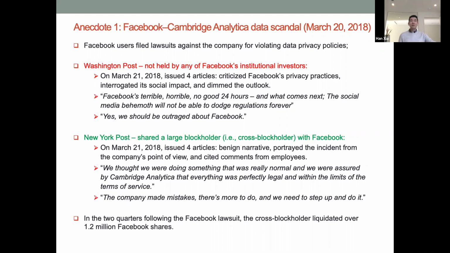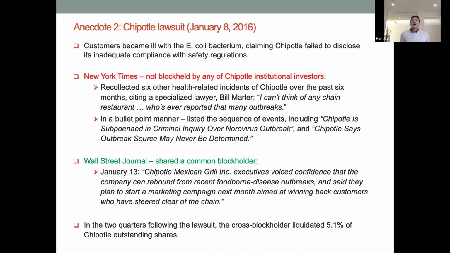Now here's another one: Chipotle. Chipotle was sued by their customers after they became ill with E. coli bacteria. Again, 2 newspapers are covering this. One is the New York Times and one is the Wall Street Journal. The Wall Street Journal was sharing a large block holder with Chipotle at the time, but the New York Times was not.